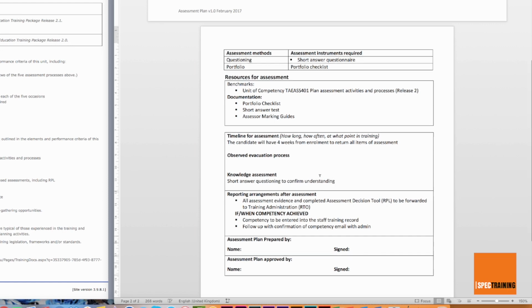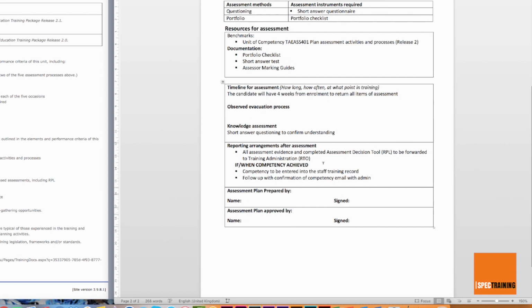For knowledge alone. Reporting arrangements, this is what the RTO does with the information from the assessment. So it'll be gathered and forwarded into the training administration for marking. When complete, the competency will be entered into the staff training record, or maybe the student training record, and follow up with confirmation of competency email with administration.